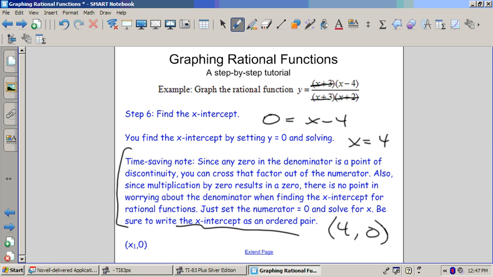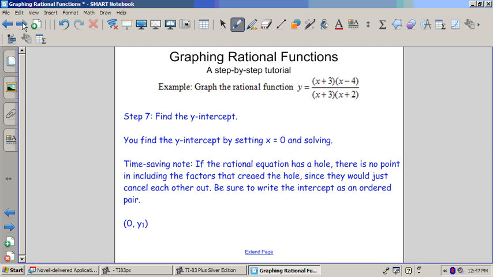It's just that easy. If I had another one up here, x minus 3, then I would actually have two zeros: a 0 at 4, 0 and a 0 at 3, 0. But in this particular case, I have one x-intercept. That x-intercept is 4, 0.